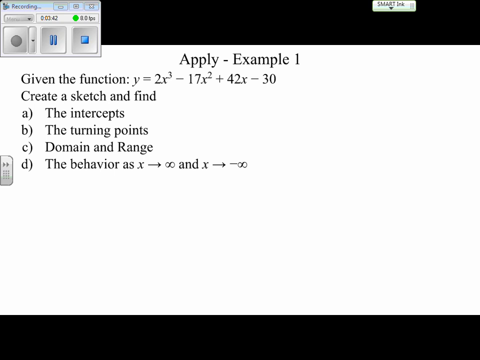So given the function y equals 2x cubed minus 17x squared plus 42x minus 30, we want to create a sketch and find the intercepts, the turning points, the domain and range, and then the behavior as x approaches infinity. And then you'll notice there's this arrow here. And what we mean by that is it approaches infinity. So as x gets closer and closer to infinity, what is happening to our graph? And then as x approaches negative infinity, basically as our values go to the left, what is happening to our graph?